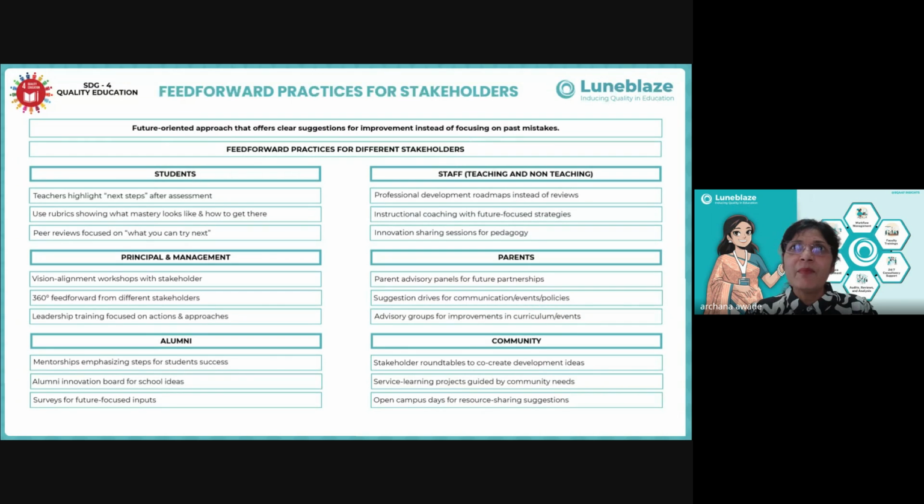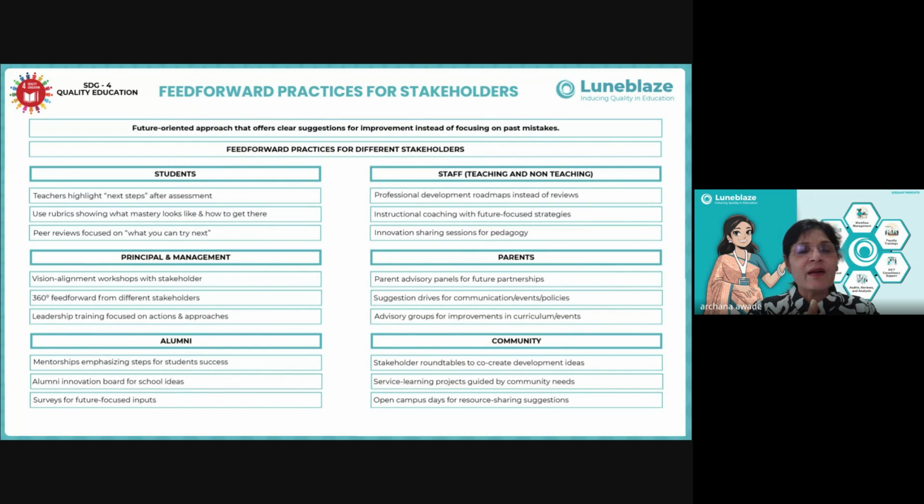future PD programs. Then instructional coaching. The instructional coaching in your school should be on a solution. Solution means it should be action oriented. Some future strategies have to be given to a teacher to improve the teaching-learning practices. Then sharing innovation in pedagogies, creating space for teachers to share what works.